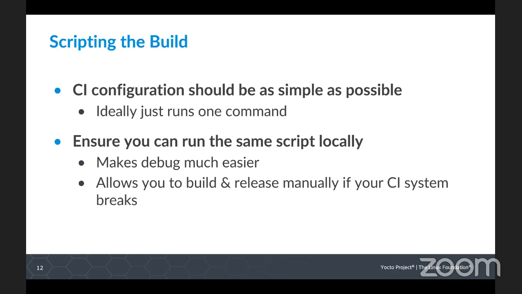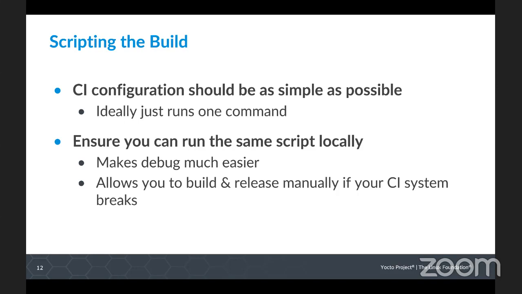Personally, I like being able to do builds and releases manually if there is a problem with the CI system that we're using, if it breaks or some service that we're relying on goes down. I like to have a script I can just run locally to achieve the same things so that we don't get completely stuck.